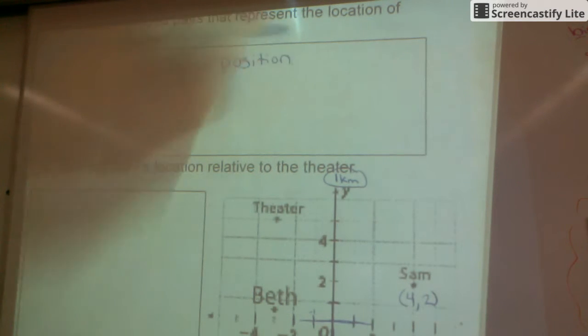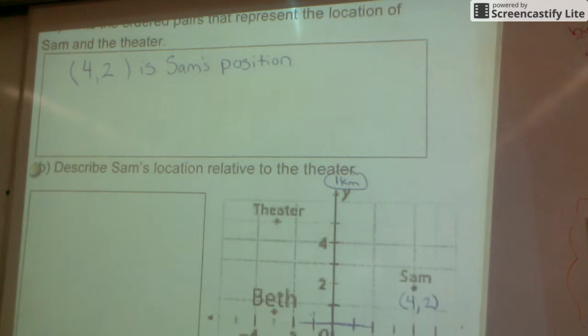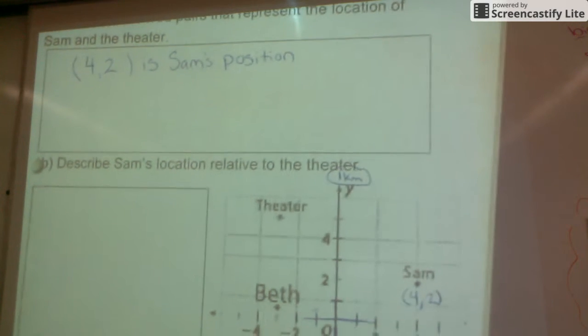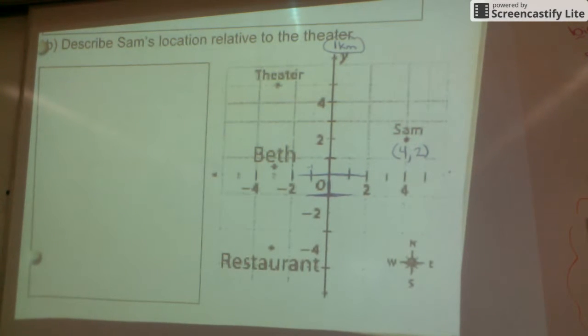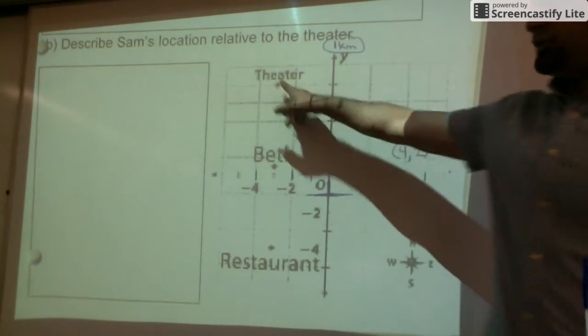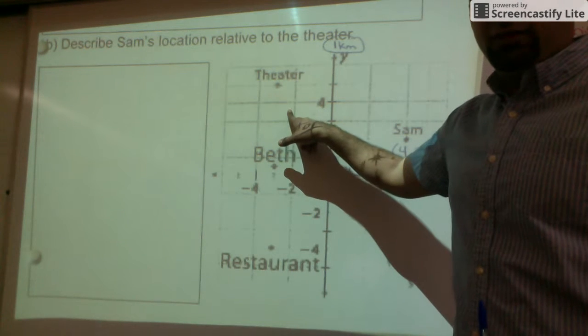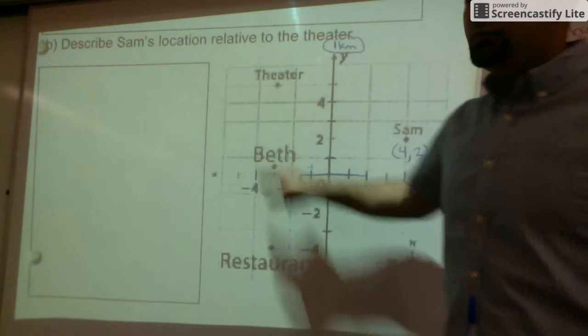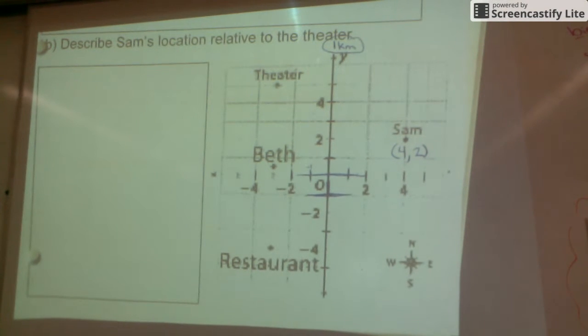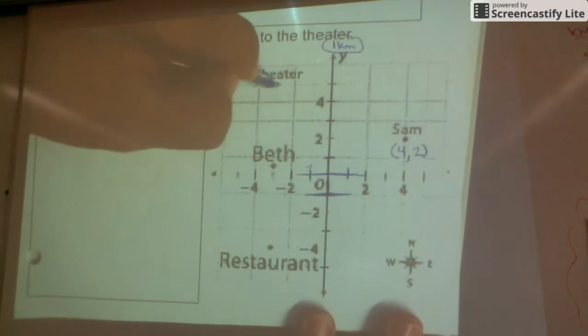Now that I've got that part, remember, this is a 2-part question. We need to find Sam and the theater. So now that we found Sam, we can find the theater. Let's look at the theater. The theater is all the way up here. What quadrant is that in? That's right, quadrant 2. All right, so let's look at the position. I'm going to bubble this in a little bit clearer.